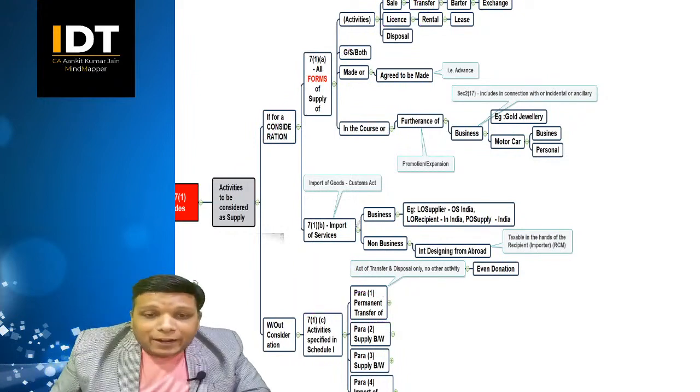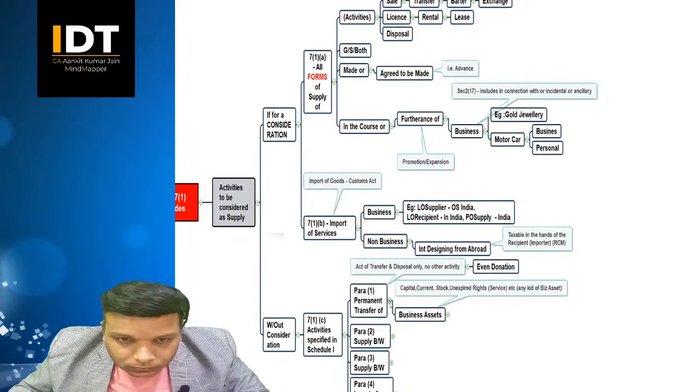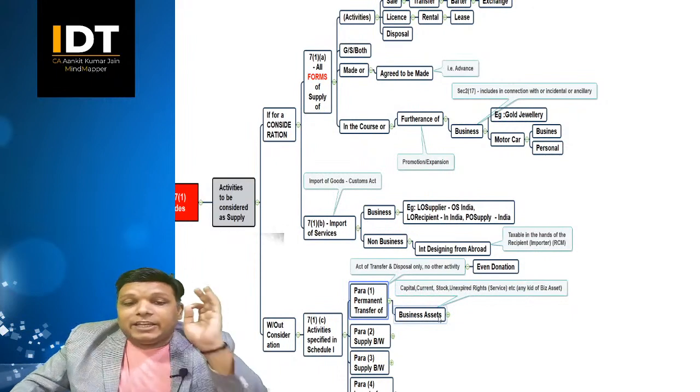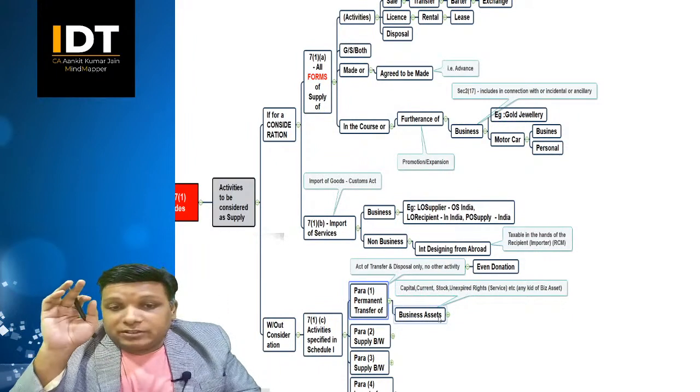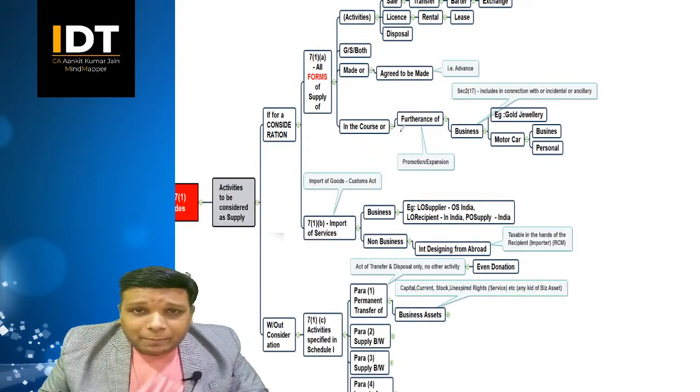So here act of transfer, 1 second. So let me just expand this. Okay, now permanent transfer of business assets. If there's a permanent transfer of business asset. Now, when I talk about permanent transfer, this transfer can happen in 2 situations.